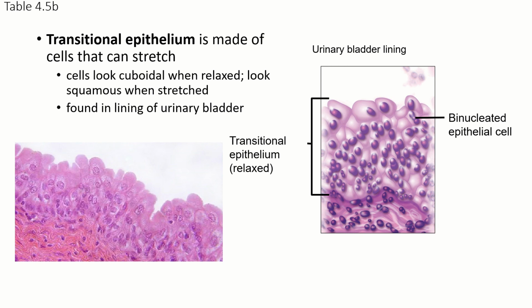So look for double nucleus, look at the shape of the cells, count the number of layers. And your teacher might be really nice and give you a hint. What is this tissue that's found in the lining of the urinary bladder? And you would say, oh yeah, I remember, that's that weird transitional stuff. So that's transitional epithelium. All right, and in the next section, we will look at different glands and how they secrete their products.